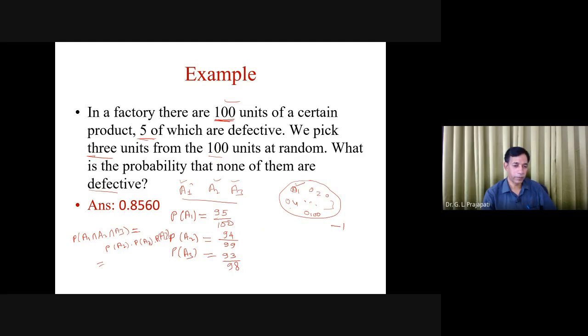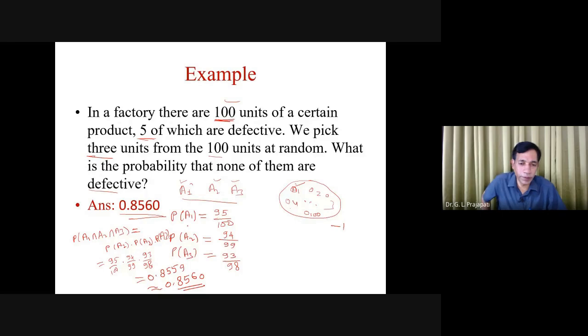So once you have A3, then you come to know. Simply it is the multiplication now: 95 upon 100, 94 upon 100, sorry, 99, then 93 divided by 98. That is 0.8559. You can write this in 3 decimals as 0.856, because the next digit is 9. And this is the answer.